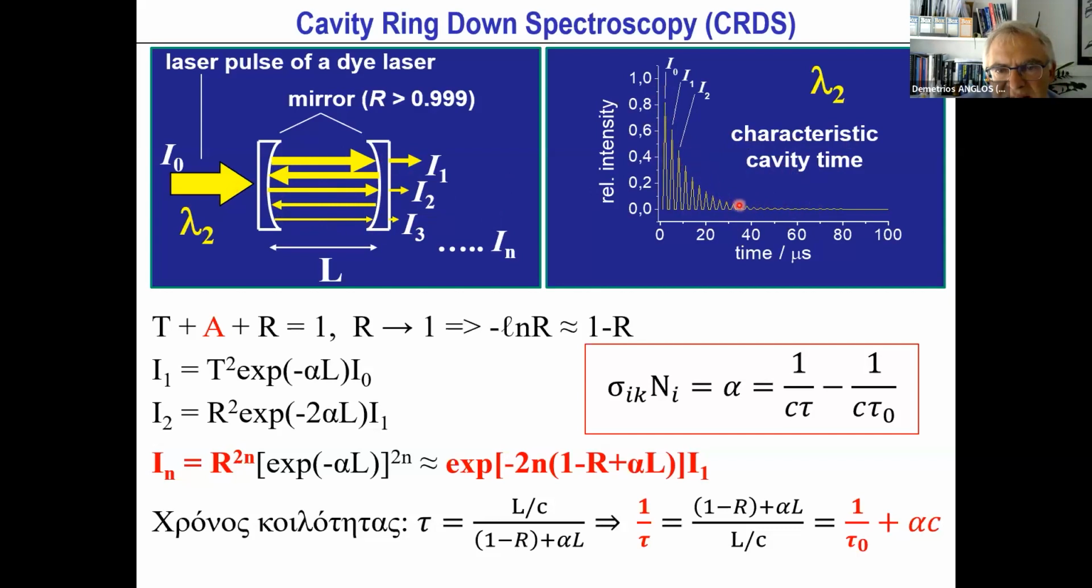So by looking at this signal, we can find out information about the absorbing media. Now, the only thing that we need to look at here is this red part of the equation on the bottom of the slide: the inverse of the cavity time, as you see it on the top, equals the inverse of the cavity time when the cell is empty, or when there's no absorber in there, plus the absorbance of the sample times the speed of light.